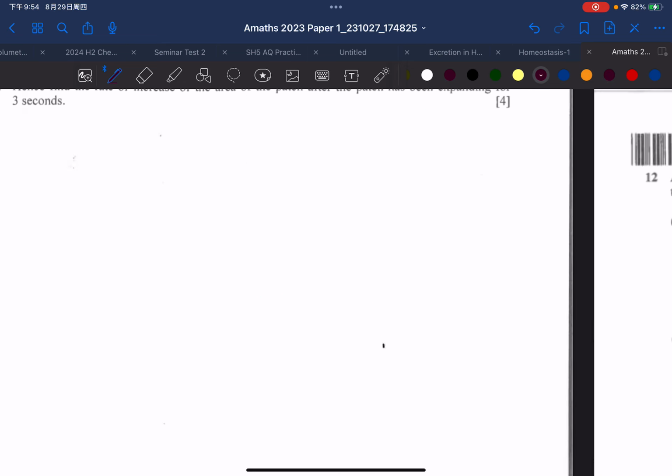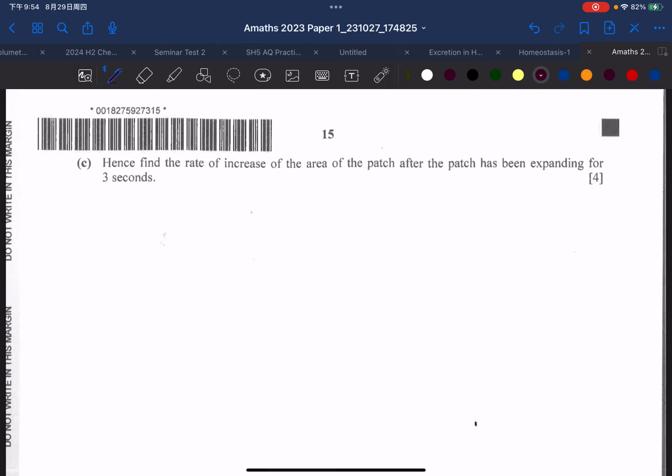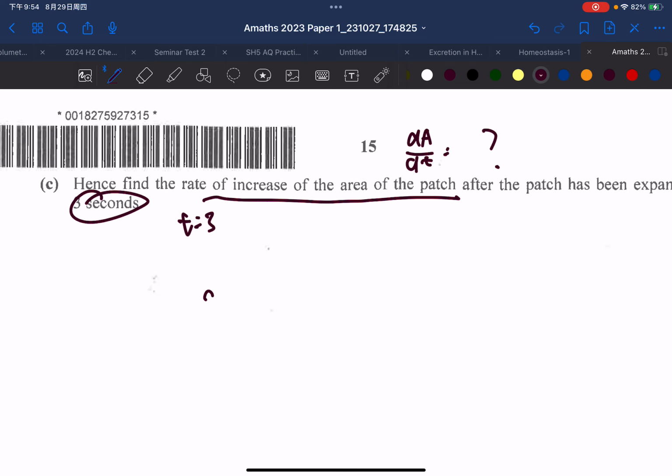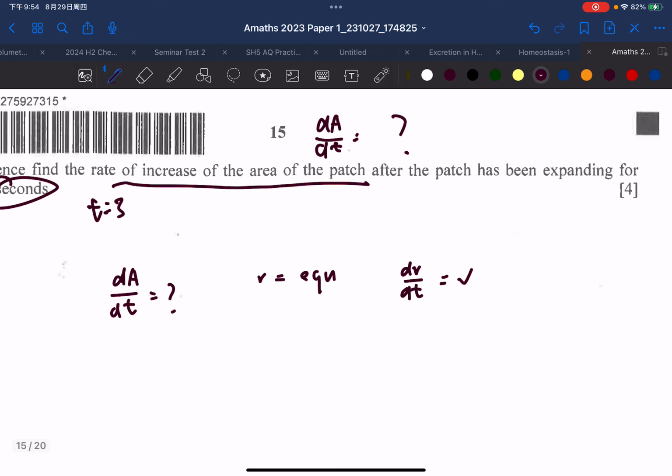Okay? So using that, I want you to then find the rate of increase for the area of the patch after the patch has been expanding for 3 seconds. So t equals 3. Rate of increase of the area will be dA/dt. They want you to find dA/dt. dA/dt equals what? You are already given the r equation. You are also given dr/dt.